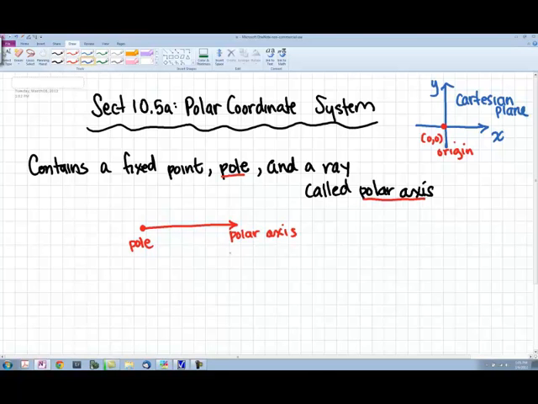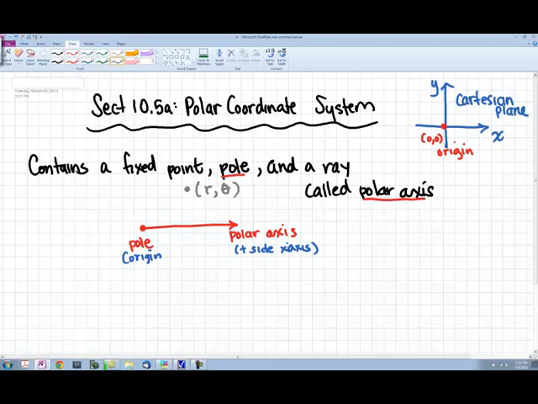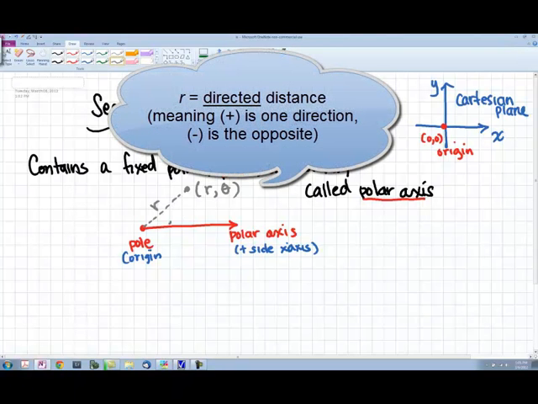The polar axis is the positive side of our x-axis, so that helps us sort of keep it in perspective, and our pole is just like our origin. We name points by using r and theta. So r represents the distance, or the directed distance from the pole, and theta is the angle.